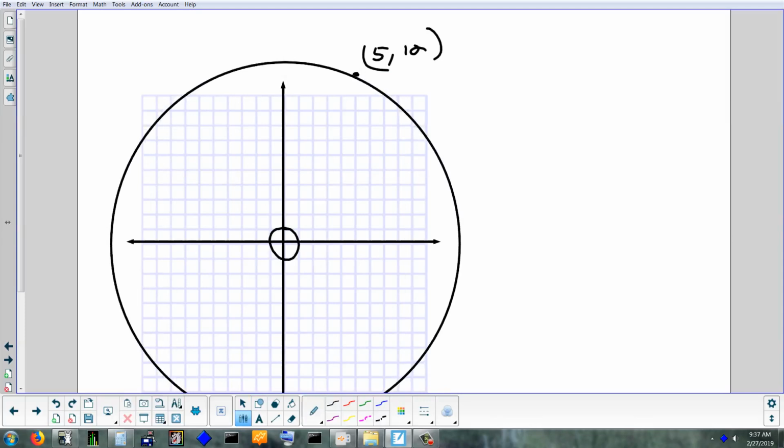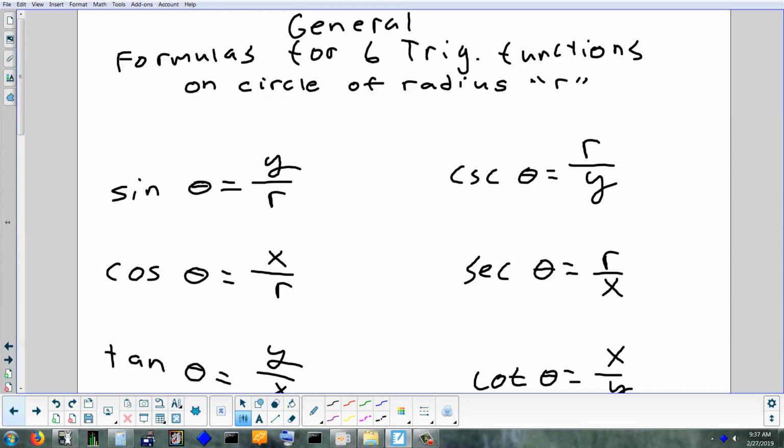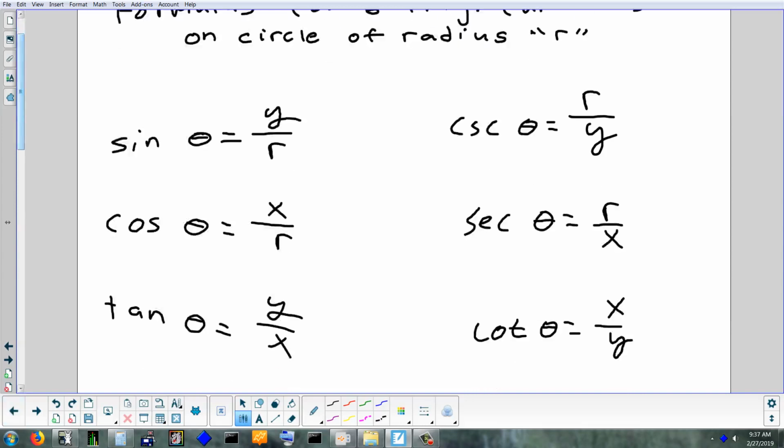Okay? So because of that, I know that I'm going to use these formulas. So I need to find 3 things. X, Y, and R.